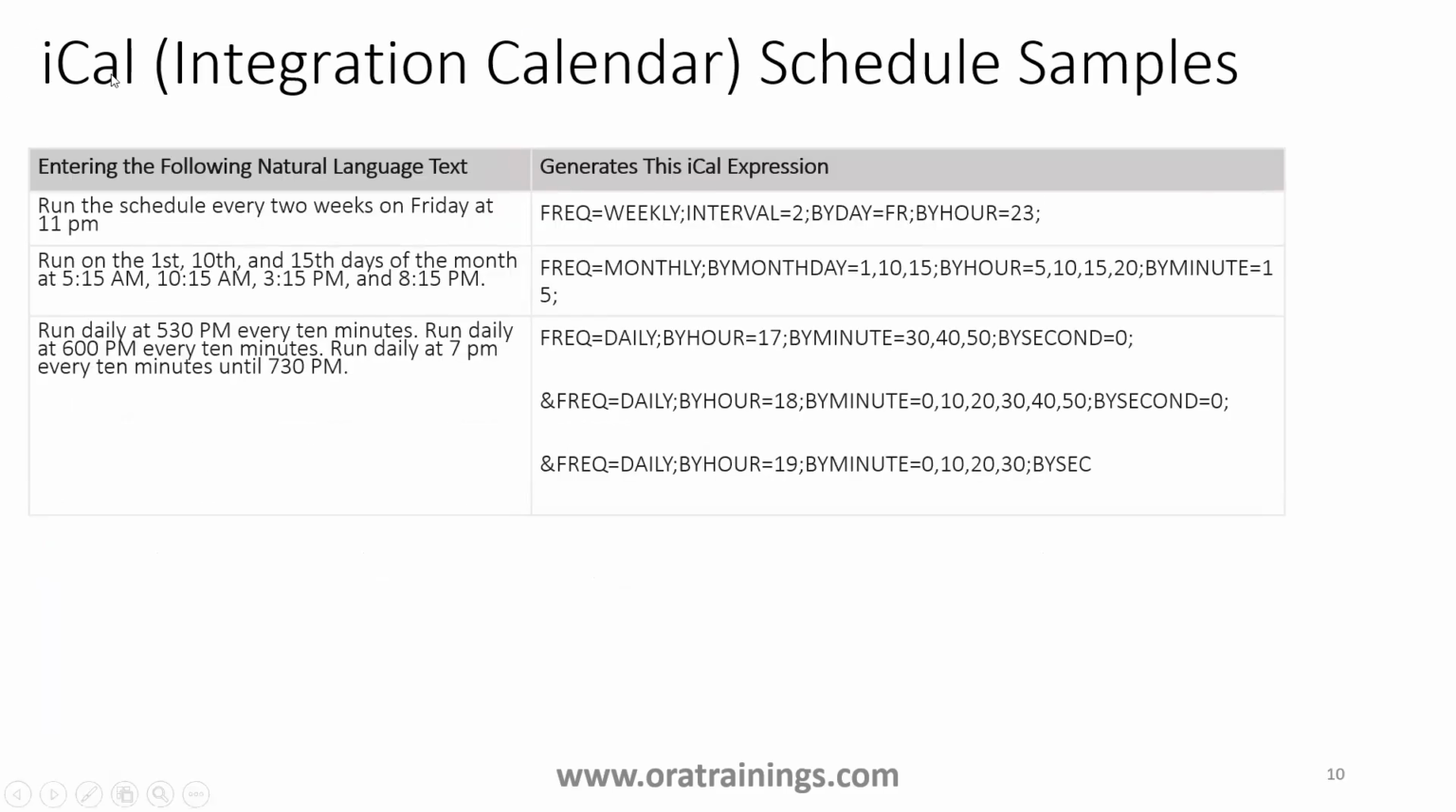And this is a sample ICAL schedule, designing the schedule using ICAL in natural language text. You can just mention it here. You can see the example here: run the schedule every 2 weeks on Friday at 11 p.m. You can see the ICAL expression generated here: frequency is equal to weekly, interval is 2, by day Friday, by hour 23. So this is how it will work.